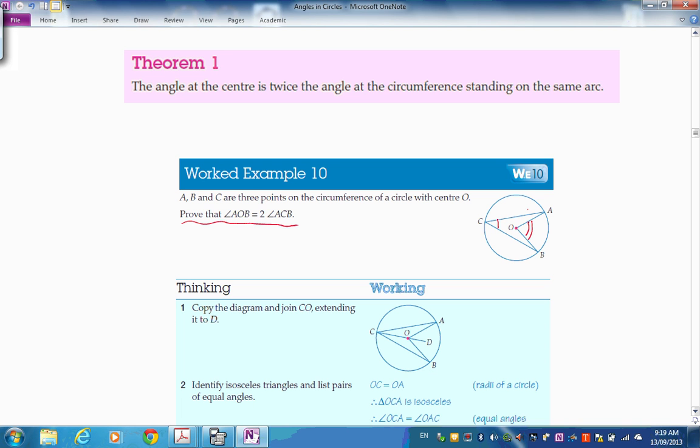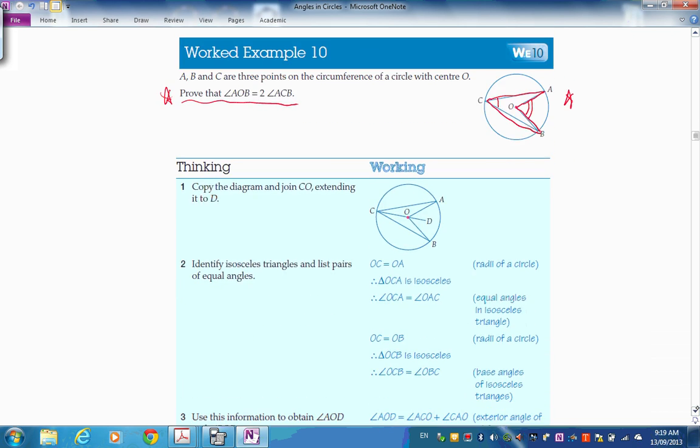Can we prove it? Okay, so first of all is to draw a diagram and to state from the diagram what we're trying to prove. Angle AOB is twice ACB. The angle at the centre is twice the angle at the circumference standing on the same arc, or subtended by the same arc. Let's have a look and see if we can prove it.